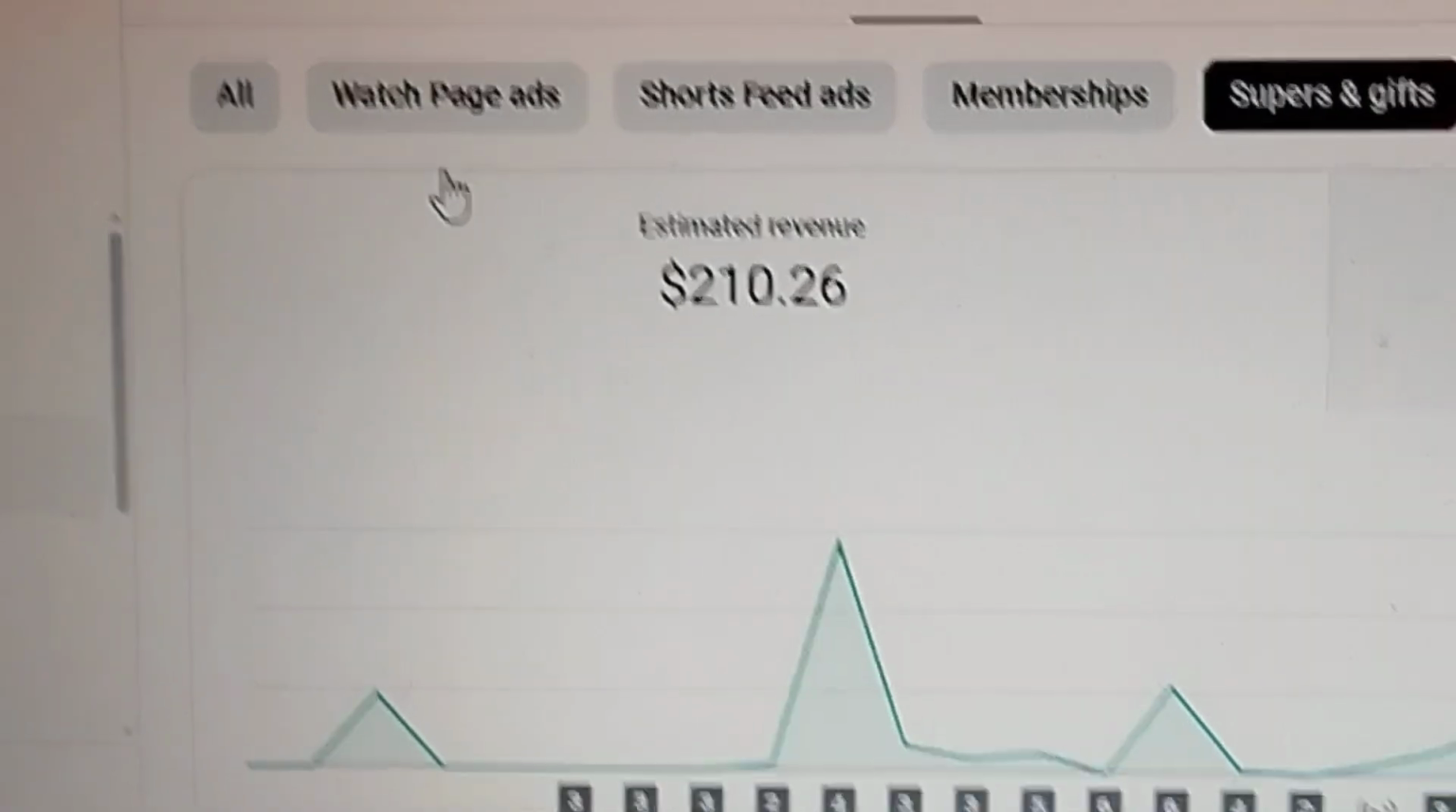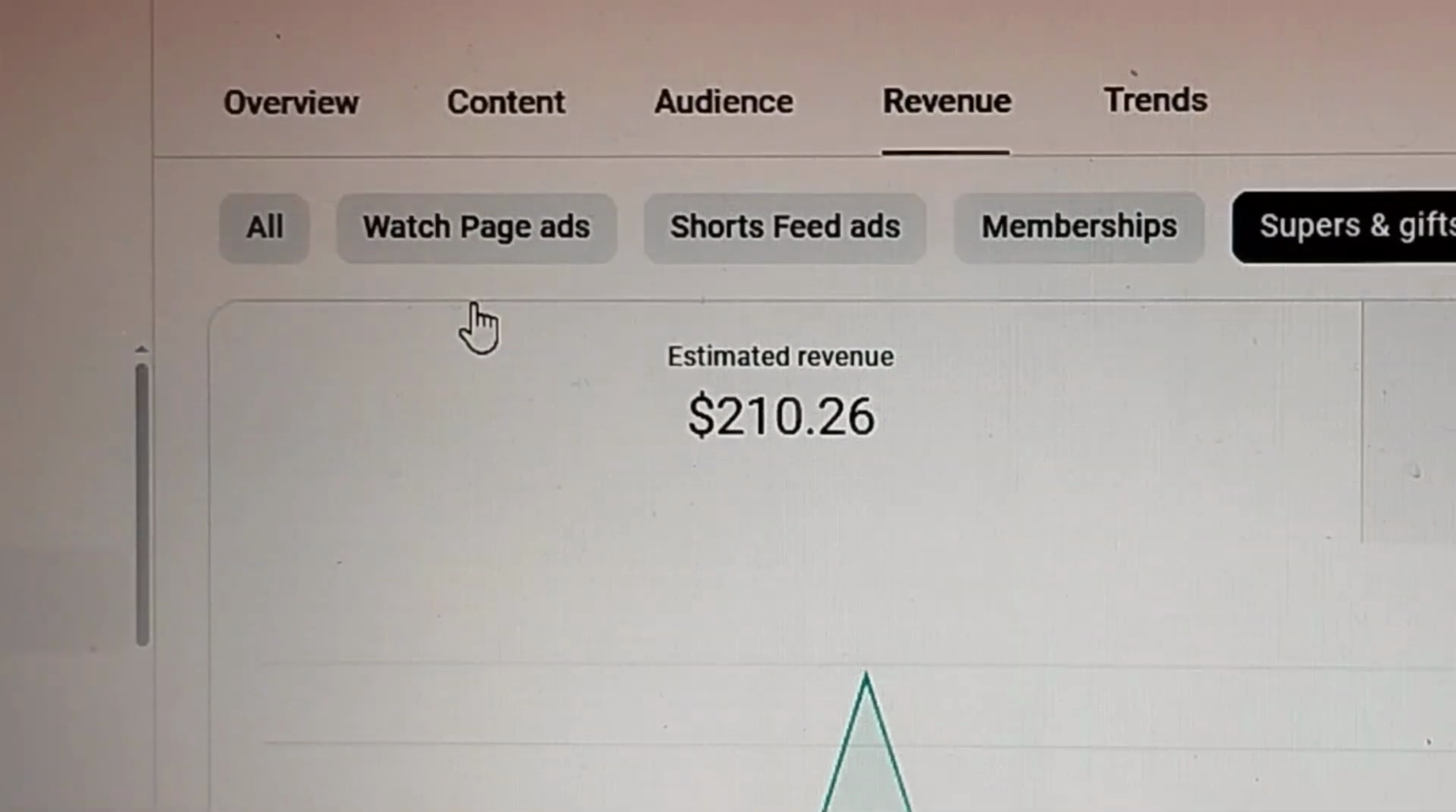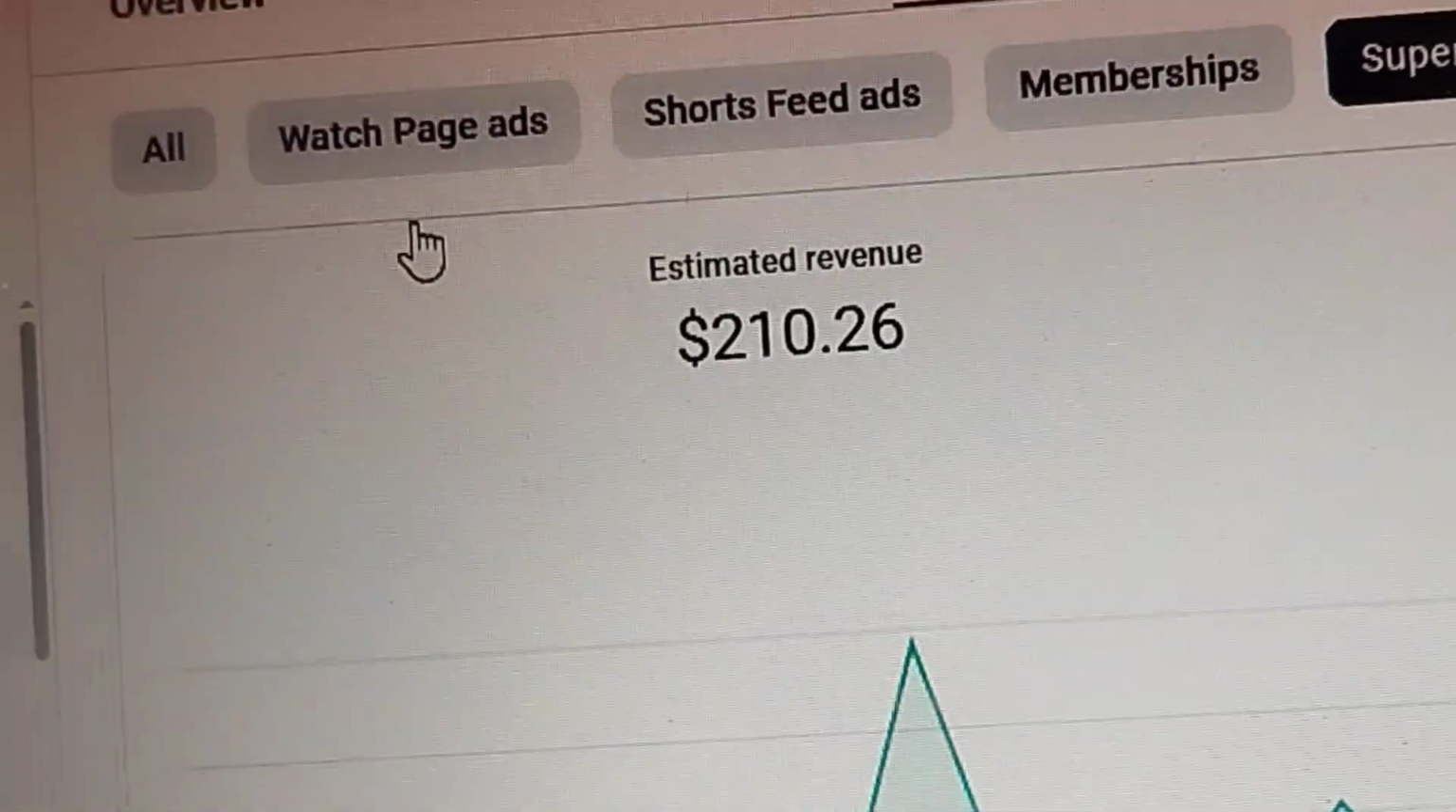Because you could have a large audience watching, but they're skipping the ads. Then that means you're not getting anything.